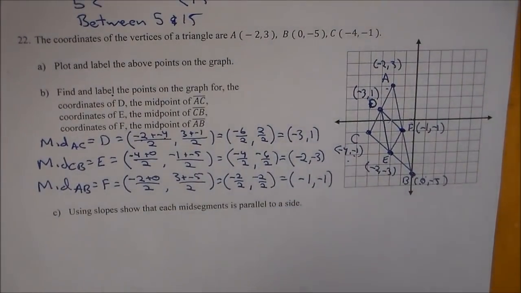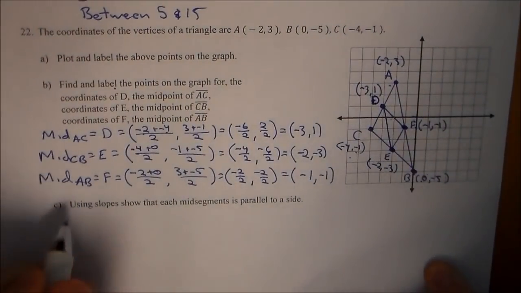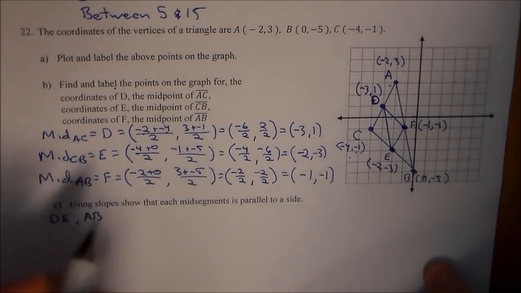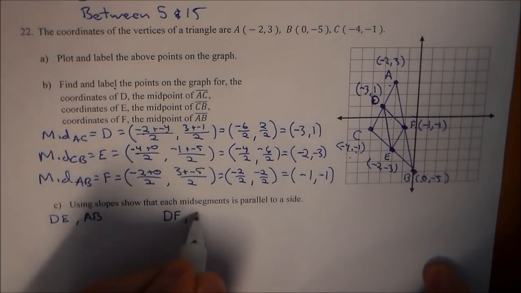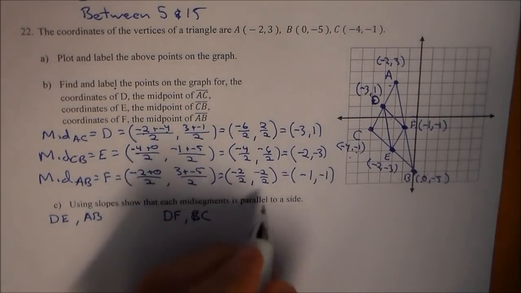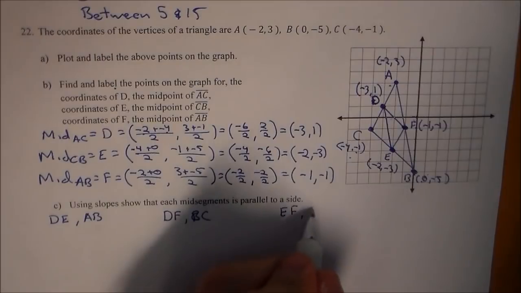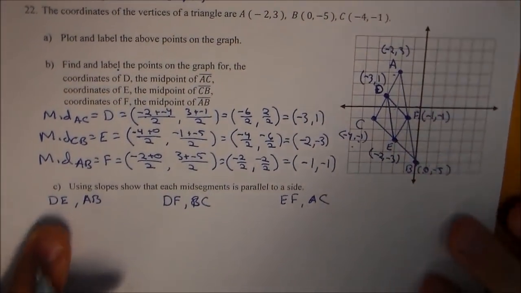So next step, we need to show that the slopes of each midsegment are parallel to their sides. So I'm going to work in sets. So I have DE and AB. I have DF and CB, or BC. And then I have EF and AC. So each of those is the midsegment and the side that it should be parallel to.